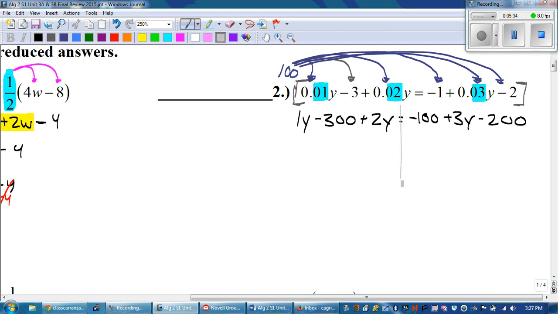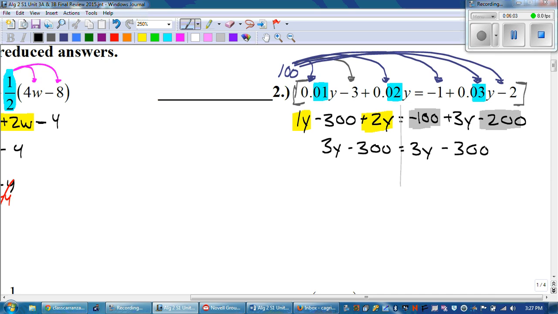Okay. Now what I'm going to do is I'm going to combine my like terms. 1y plus 2y gives us, whoops, let's get a different color, 3y minus 300. And on the right side, -100 minus 200 is -300.